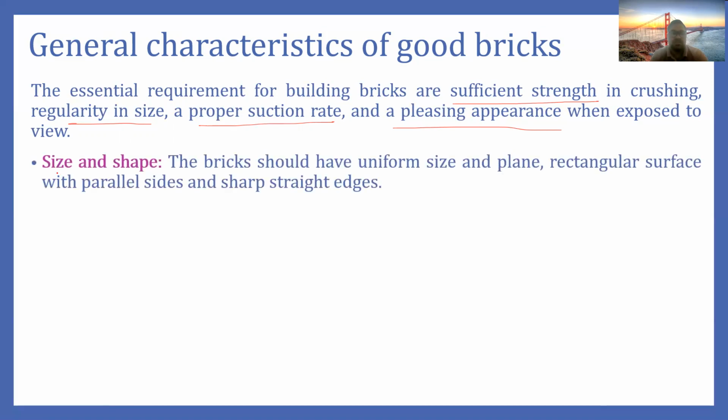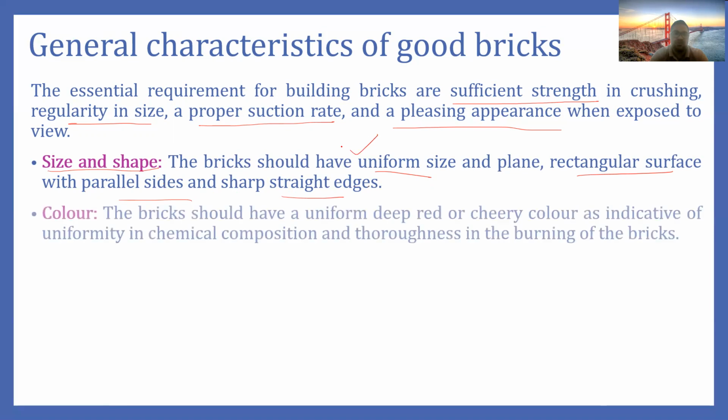So talking about the size and shape, here you can see they should have uniform size and plane. They should have proper rectangular surface with parallel sides and sharp straight edges. As you can see, these are the requirements of first class brick. So that is the main characteristic of a good brick which can be used in construction. Similarly, the color should be uniform, deep reddish or cherry in color. It indicates the uniformity in the chemical composition and thoroughness in the burning of the brick, which means bricks are burned thoroughly.